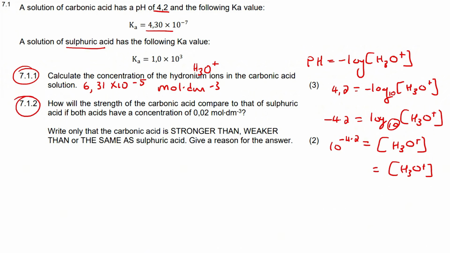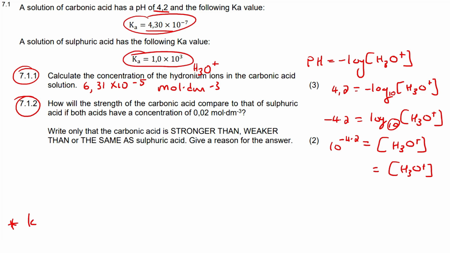Okay, so this one over here. How will the strength of the carbonic acid compare to that of sulfuric acid if both acids have a concentration of 0,02? Immediately I can tell you that carbonic acid is weak and weaker than sulfuric acid. If you didn't even know weak and strong, it doesn't matter. You can just look at the Ka value.